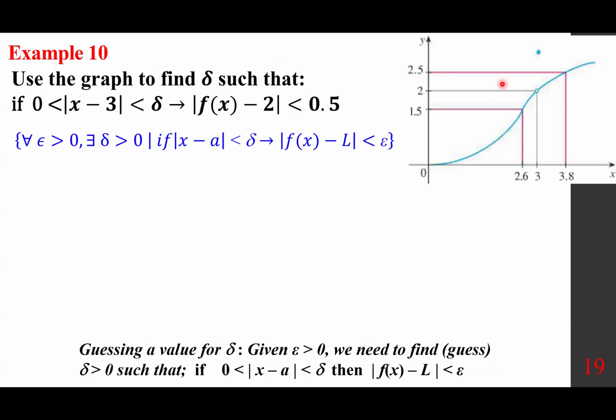It says use the graph to find delta such that if the absolute value of x minus 3, that means the distance some point x has from 3, is between 0 and delta, that gives us the absolute value of f of x minus 2 is less than 0.5. And I like to write it in this fashion, which is the simplified version. Of course, if you look at the graph, the value of a is 3, and we are coming towards it from the left and right. The value of the limit is 2, and we are coming towards that from the bottom and the top.